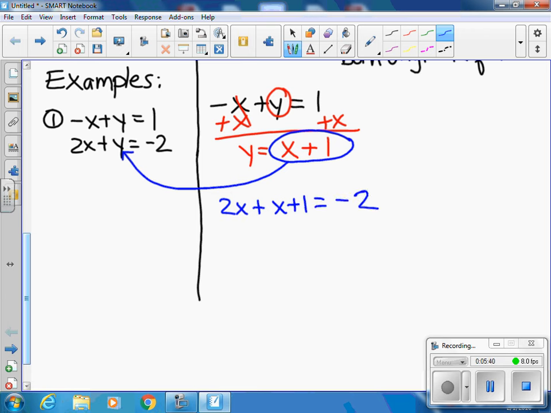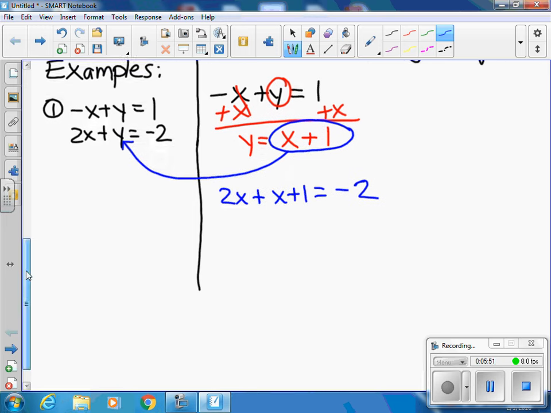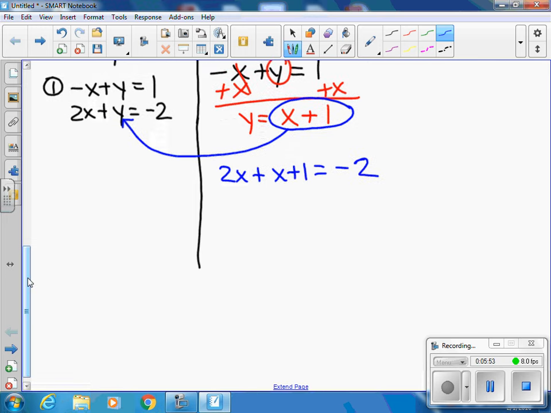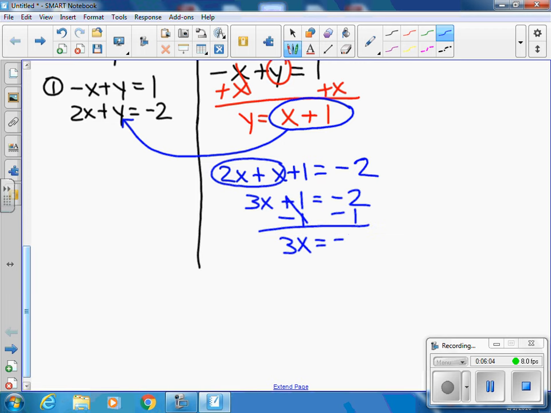When you get to this stage of your work, you should only have one variable in your equations. If you have more than one variable, you know you did something wrong. And at this point, you're going to solve a multi-step equation like we've been doing since September. All right, so you have to combine your like terms. 2x plus x is going to make 3x plus 1 equals negative 2. And you've got a two-step equation, so subtract 1. This gives you 3x equals negative 3. Divide by 3, and you end up with x equals negative 1.